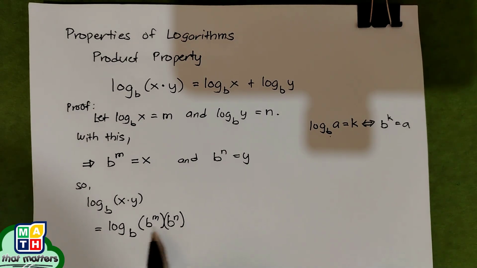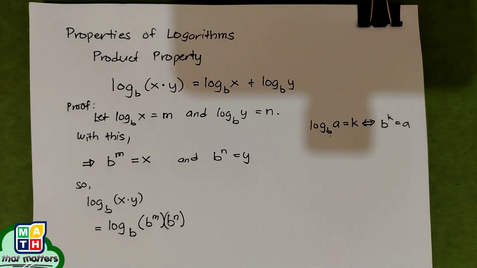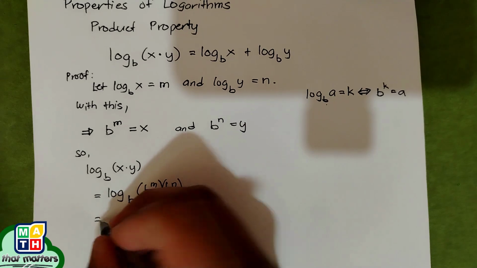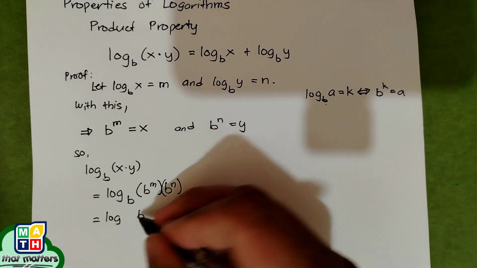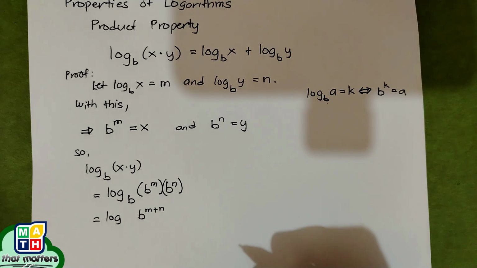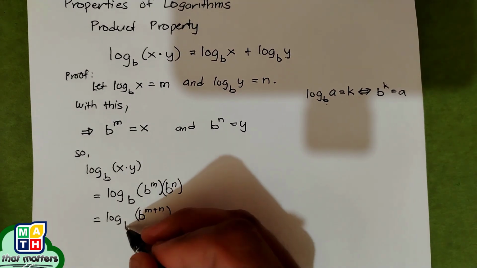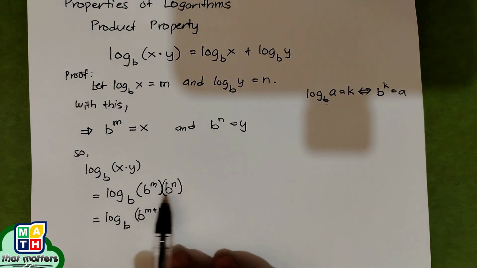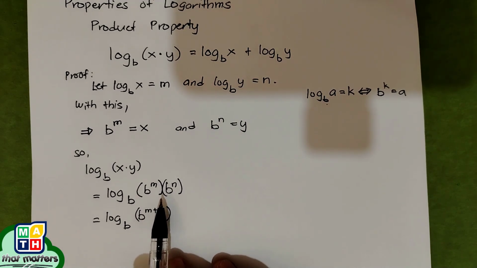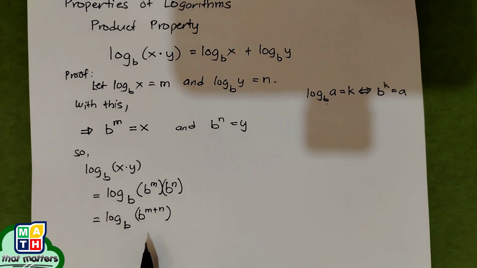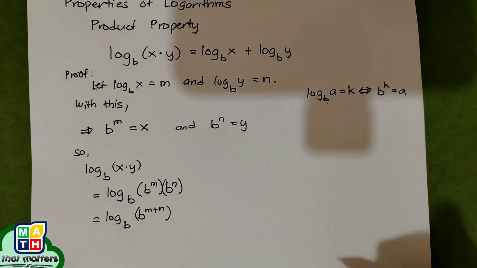Now take note, this is just one expression and we have the same base here, so we can multiply this using the multiplication law of exponents. This is the logarithm of b to the power of m plus n, to the base b, because you're going to add the exponents. That is what will happen in our multiplication law of exponents. Now from here, I would like to reintroduce the inverse property of logarithm that we have also proven in the previous video. Please try to review that.